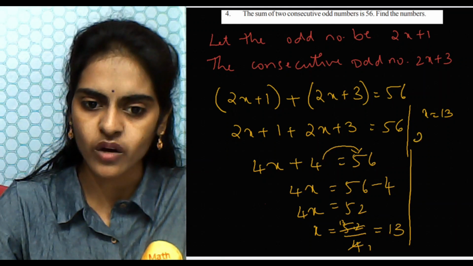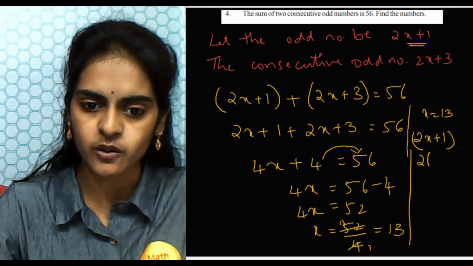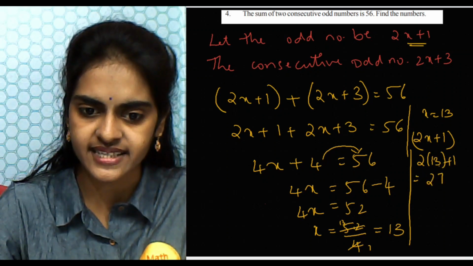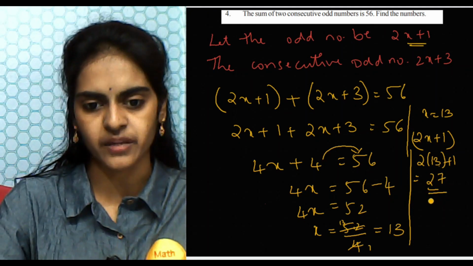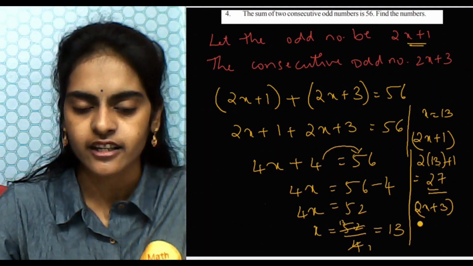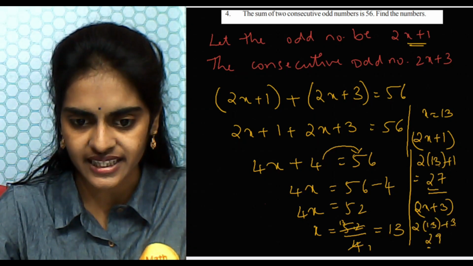So one number is what? One number is 2x plus 1 we have taken, isn't it? So 2 into 13 plus 1. So it is 26 plus 1, which is 27. This is one number. What is the other number? It is 2x plus 3, isn't it? So 2 into 13 plus 3. So 26 plus 3 is 29.